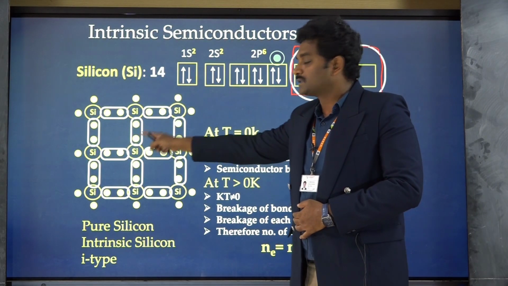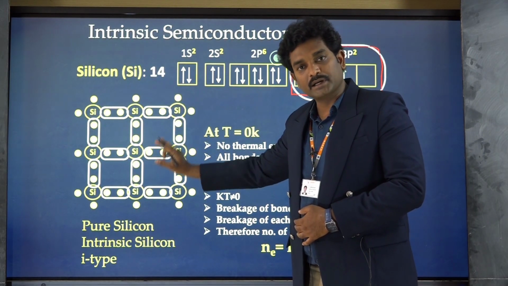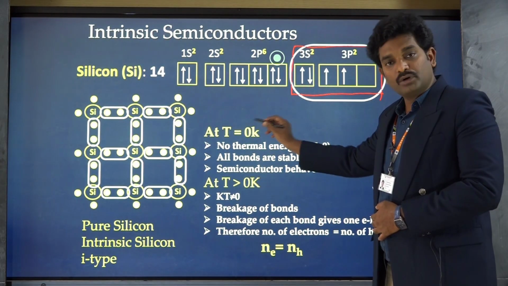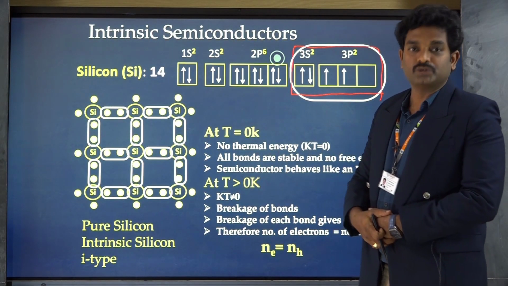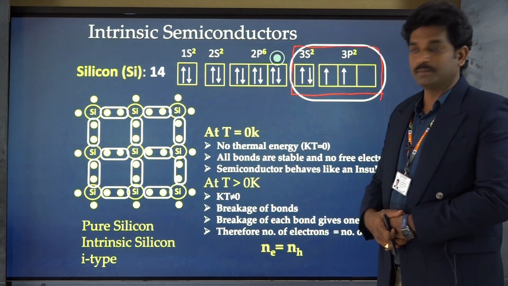So at higher temperatures, the silicon will behave like a semiconductor. Whereas at 0 degrees Kelvin, which is absolute 0, the semiconductor behaves like an insulator. Okay, you have to remember this point. This is a very important point.